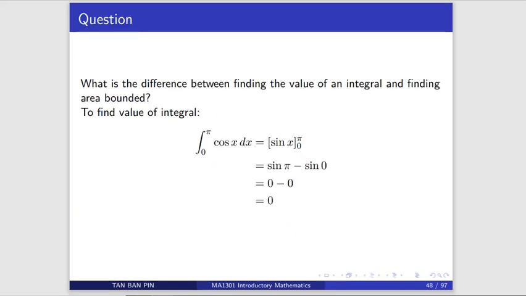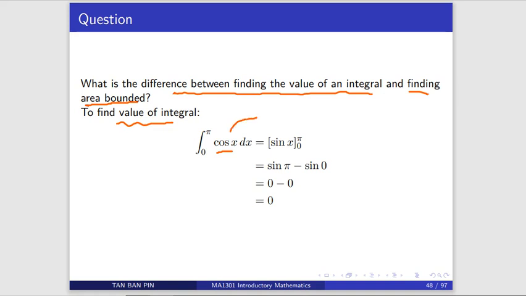We have this question: what is the difference between finding the value of an integral and finding the area bounded by a curve? To find the value of an integral, let's say you have to integrate cosine x from 0 to pi, and you want to find the value of this integral.